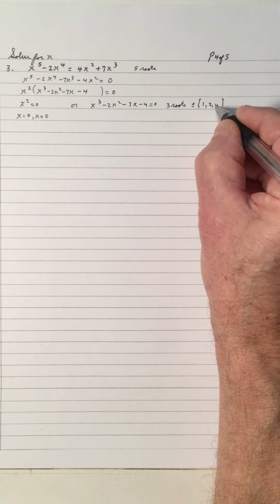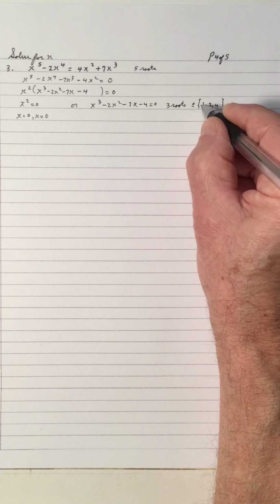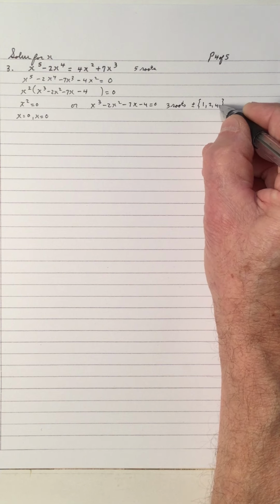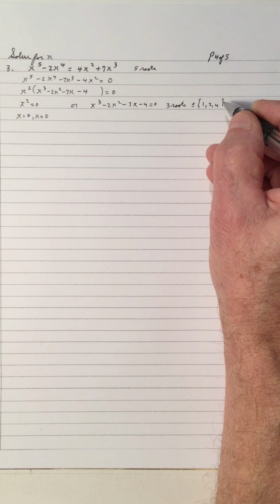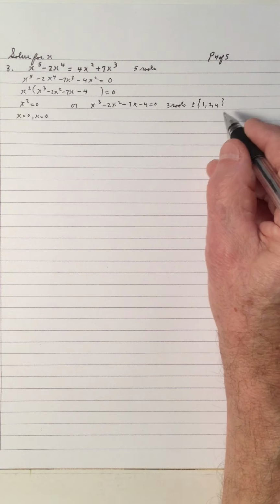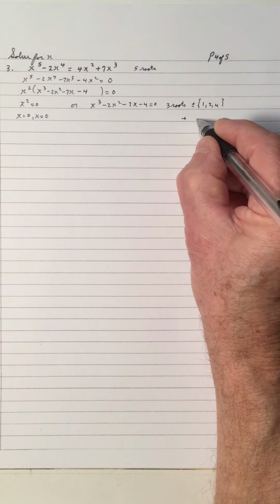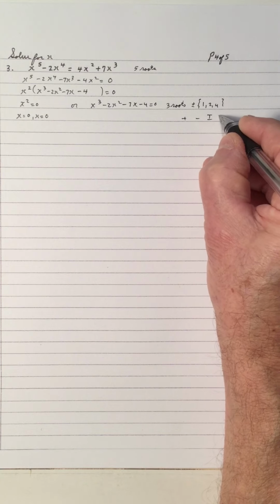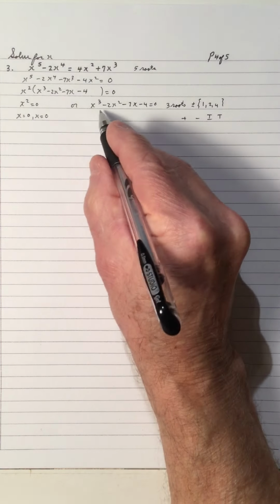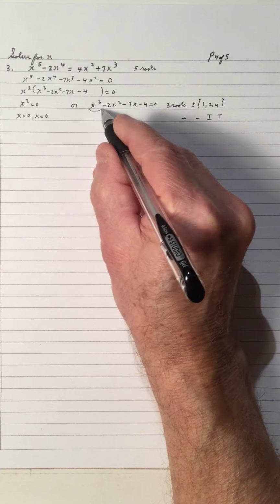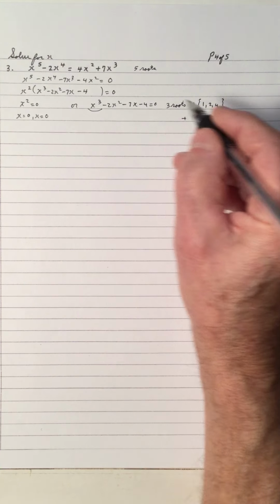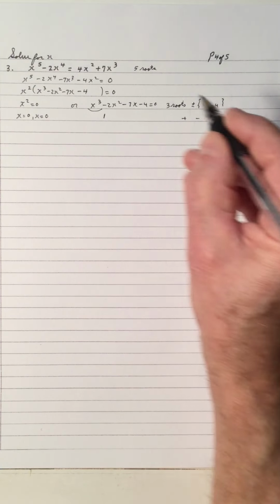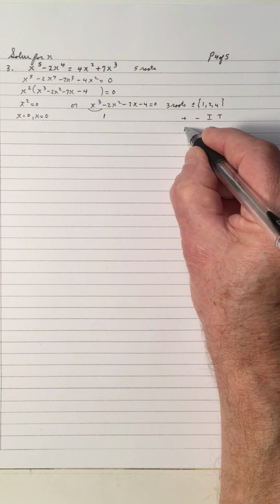4 is 1 times 4 and 2 times 2. So plus or minus 1, plus or minus 2, plus or minus 4. Now we check the positive, negative, imaginary, and total. For positive, I have 1 change and no more changes, so I only have 1 positive.